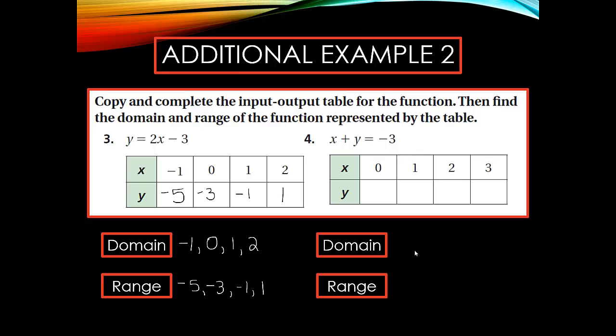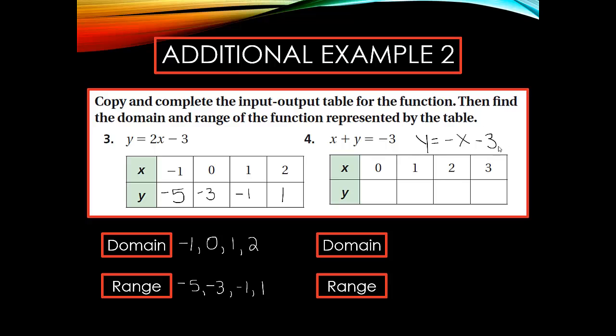Now let's look at number 4. We have x plus y equals negative 3. This is not in function form, so I'm going to solve for y so that I can use that to help me then fill out my table. I'm going to put it in function form. So I need y equals, so I need to subtract x from both sides, and I will get that y equals negative x minus 3.